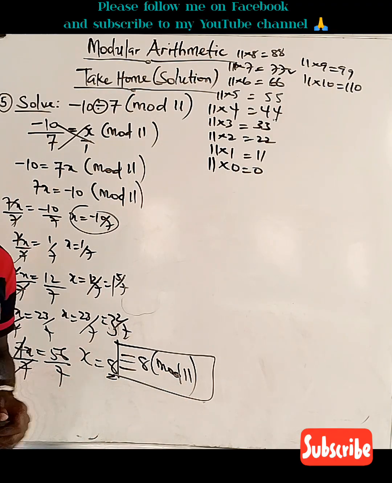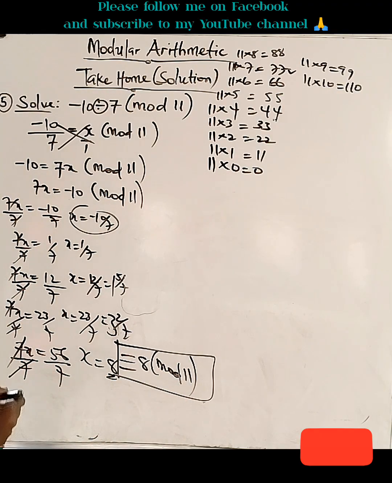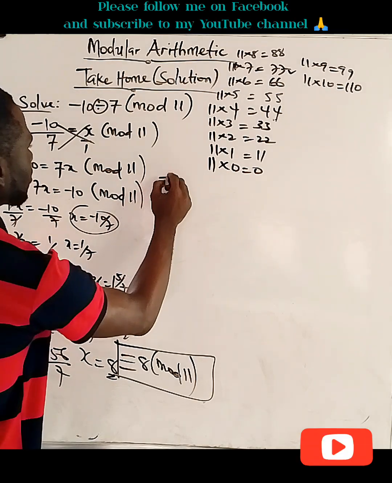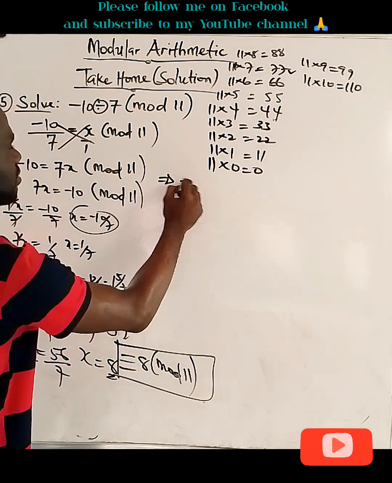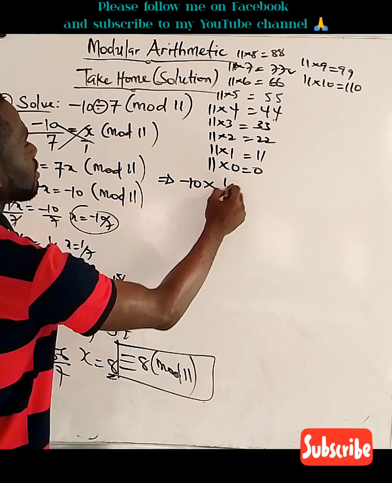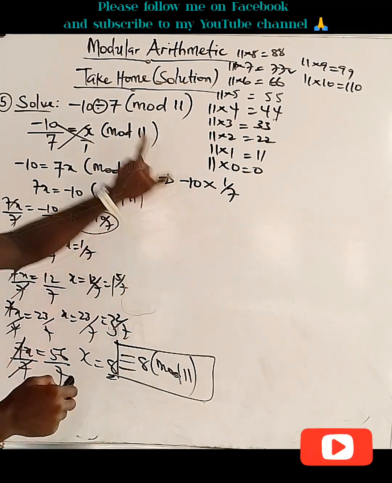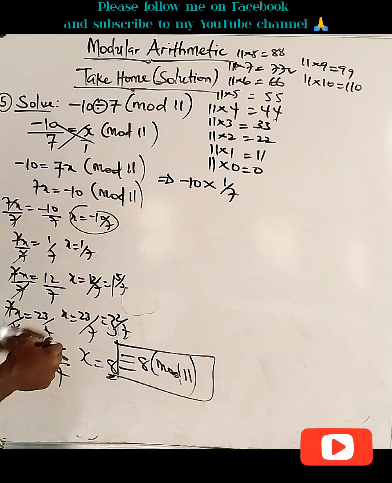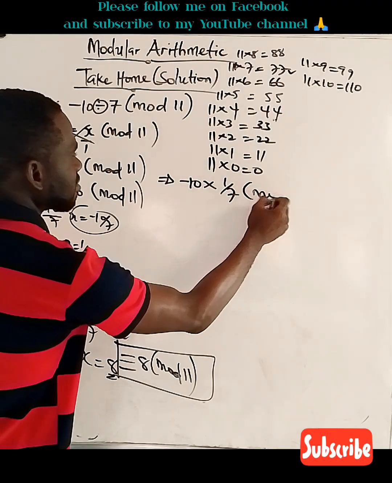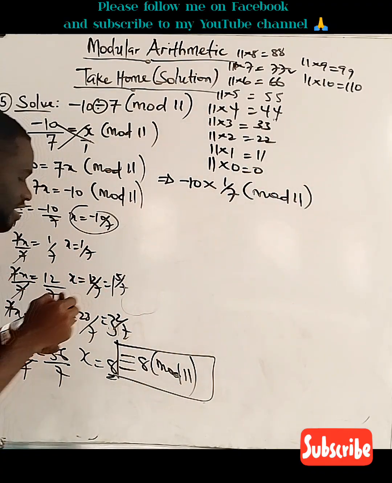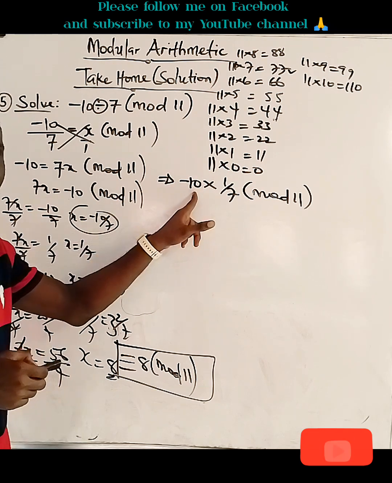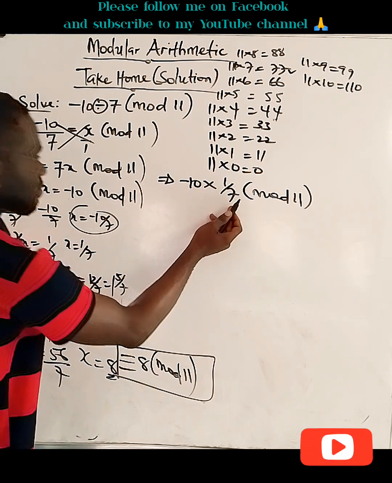We're going to be using the second approach, which is the multiplicative inverse. So how do we do that? Now, don't forget, for this approach, minus 10 divided by 7 is the same as minus 10 times 1 over 7. So 1 over 7 is the multiplicative inverse of 7. So we're going to get the multiplicative inverse of 7. Whatever the answer is, we're going to use it to multiply minus 10. So first of all, let's get the multiplicative inverse of 7.